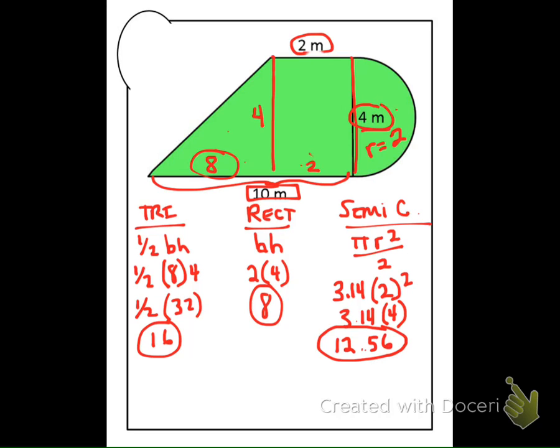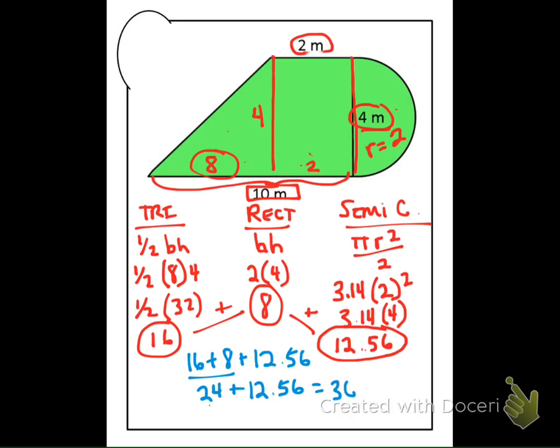Now, I have all my individual areas, so my last step is to add them all together. So I'm going to come down below and add all of these areas. I'm going to have 16 plus 8 plus 12.56. 16 and 8 is going to give me 24. Plus 12 and 56. So I know 24 and 12 is going to be 36, and then that 56 is just going to hang out at the end. And last of all, since it's area, I have meters squared. And there is my composite area.